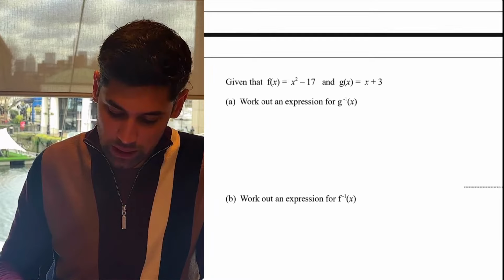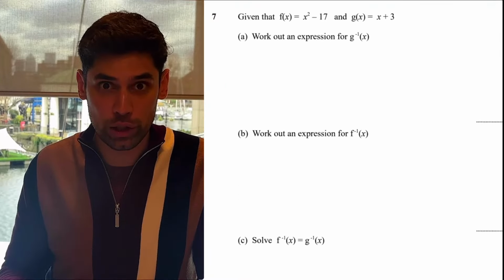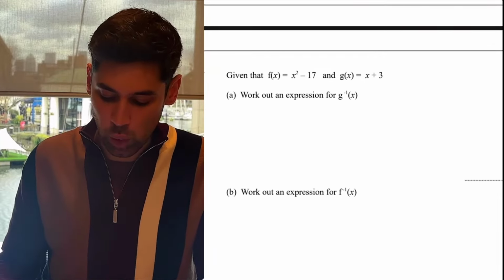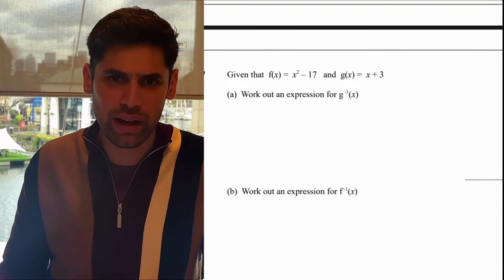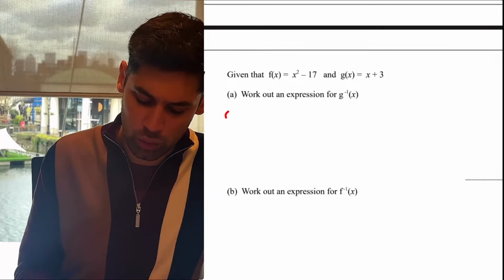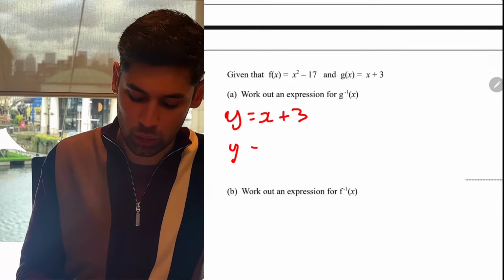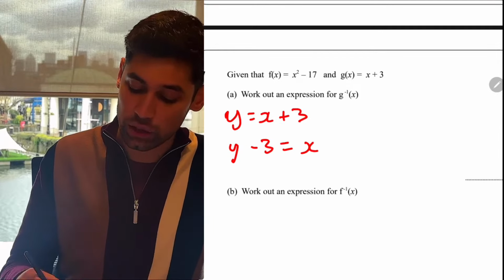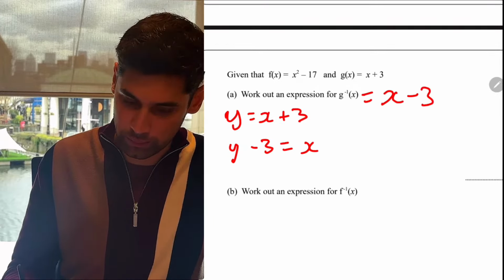Okay, here we go. Here's a nice full question for us where we're finding both the inverses and then doing an equation between them. So, work out an expression for g to the minus 1 of x, so inverse g of x. This one is a nice simple one. g of x is just x plus 3. So we do y equals x plus 3, make x a subject, y minus 3 equals x. So the inverse function is x minus 3.